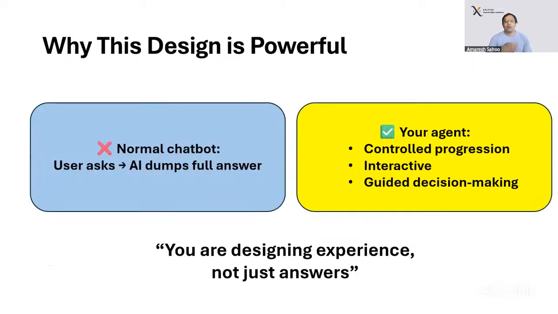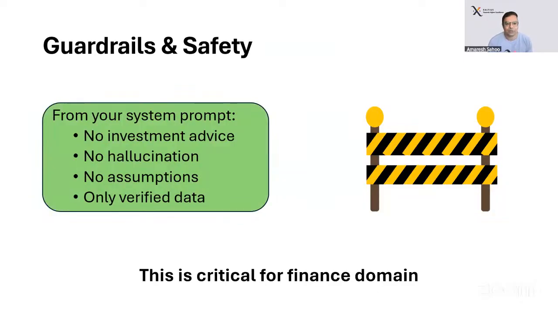Okay. Now, if we do it properly, from a normal chatbot, your agent becomes a controlled progression. It becomes interactive, and a guided decision can be taken. So you are designing an experience. If you give a good user prompt and system prompt to your AI agent, then you are designing an experience here, and you're not just fetching the answers and throwing them at the users.